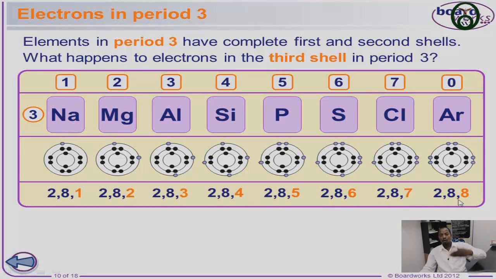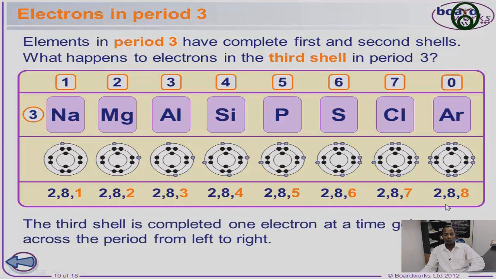Now, beyond this, it goes to period 4. It will now be 2-8-8-1. That will be in period 4. Remember, in period 2, we have 2-1, 2-2, 2-3, 2-4, 2-5, 2-6, 2-7, 2-8. Then the next electron goes to period 3. Now, in this case, after period 3 is completed, the next electron goes to period 4.